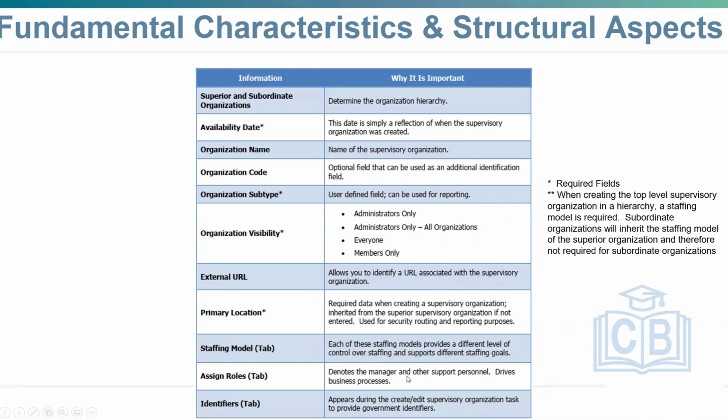The assigned roles denote the manager and other support personnel, and drive the business processes. So roles are equal to responsibilities, and we assign the responsibilities for that particular organization to particular positions. An identifier tab appears when you create a supervisory organization, where you can put your government identifiers like we discussed earlier.